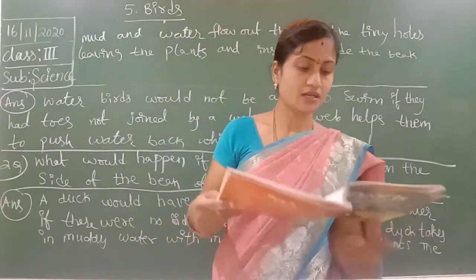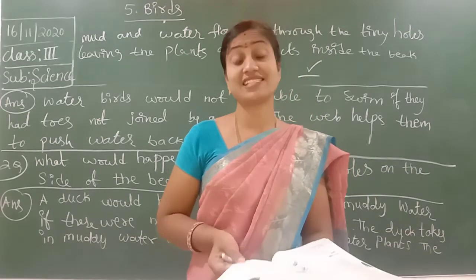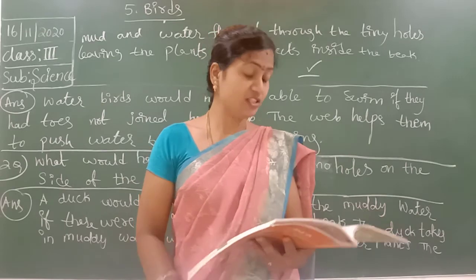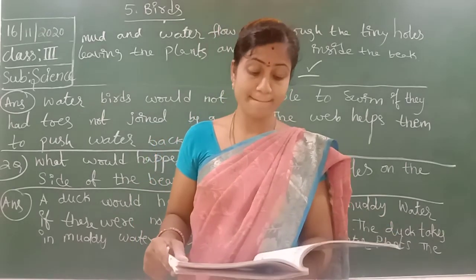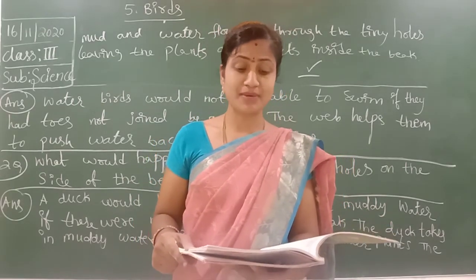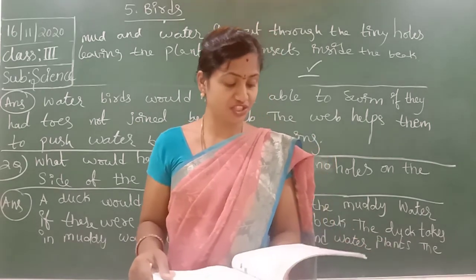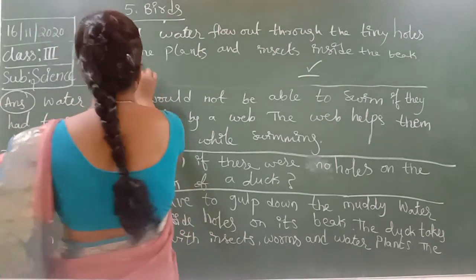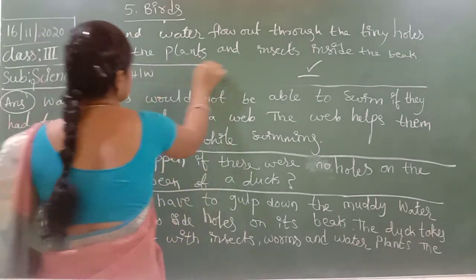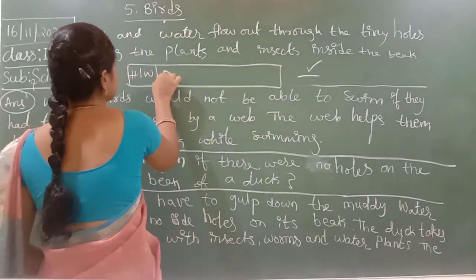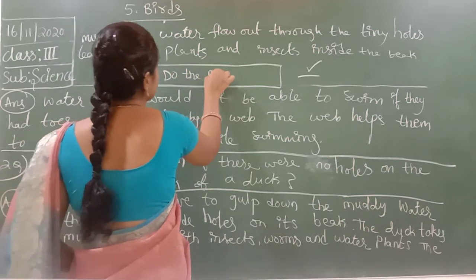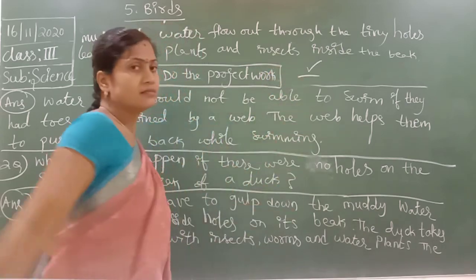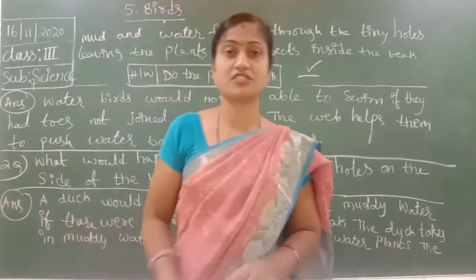Okay, our birds lesson is successfully completed. Okay children, I hope you understand. It is better to do the project work. Group B is better. Okay, as you wish. Do the project work of the 5th lesson. That is the homework. Learn the question answers and do the project work. Okay, thank you.